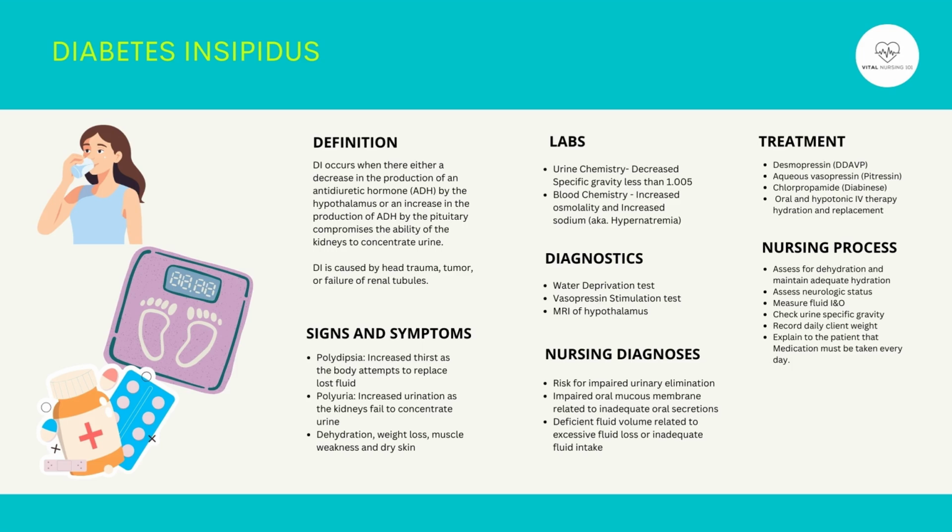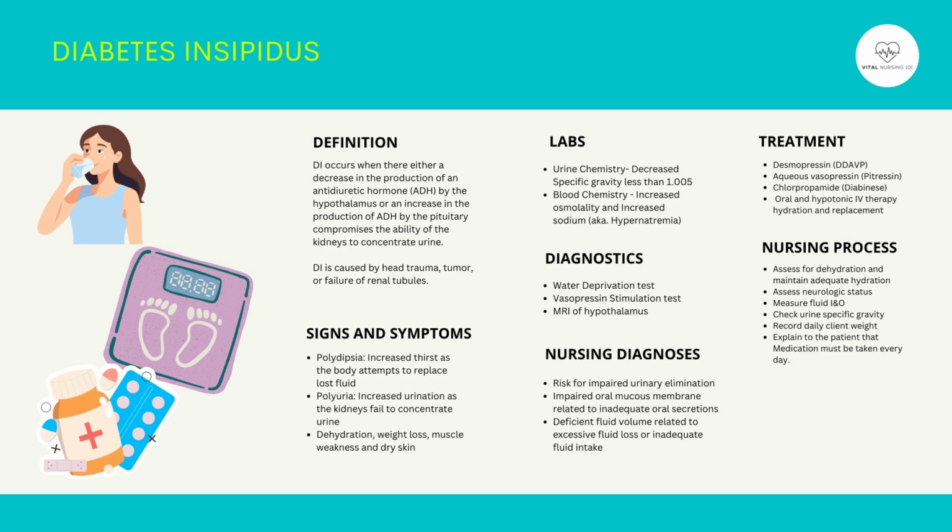Measure fluid by measuring intake and output. Remember the patient is at risk for fluid deficit. Urge the patient to drink fluids in an amount equal to output. Maintain the patient's fluid by checking their urine-specific gravity and also recording their daily client weight. Another action is to monitor the patient for educational need and ability to participate in their healthcare.